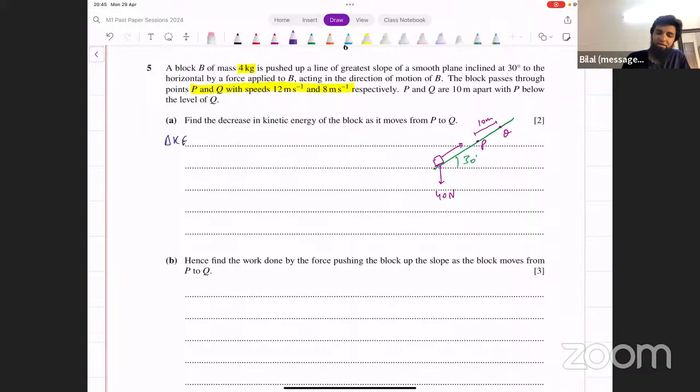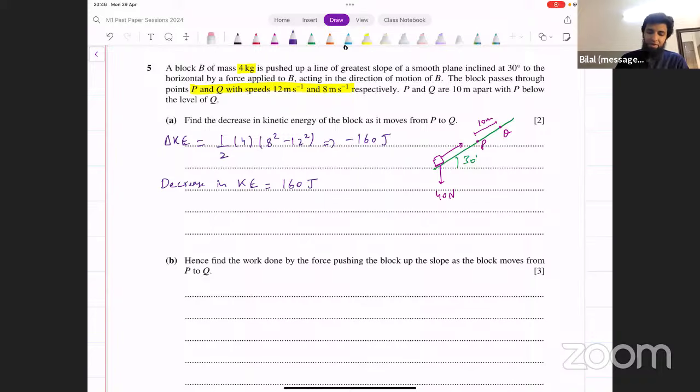Let's find the change in kinetic energy. How do you do that? Half into m, which is 4, into v squared, which is 8 squared, minus 12 squared. That's going to give you the change in kinetic energy. Let's see what this turns out to be. 64 minus 144, multiplied by 2. That's minus 160 joules. That's the change. They asked for the decrease. You can say the decrease in kinetic energy is equal to 160 joules. That is what we were looking for.